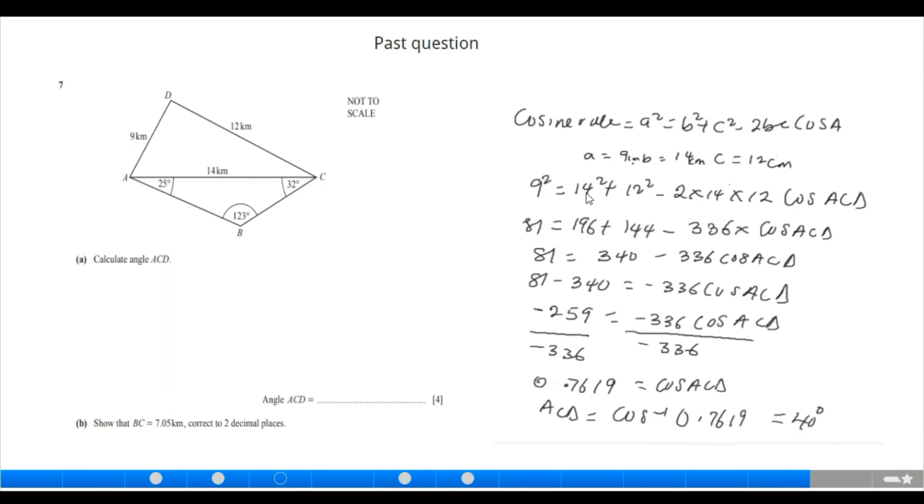So now with that, we're going to be looking at some past questions. The first one here, look at this shape. It's divided into two equal triangles. Right now, we are supposed to calculate what? We have to calculate angle ACD. Angle B is 123. Angle C is 32. Angle A is 25. So we are calculating what?